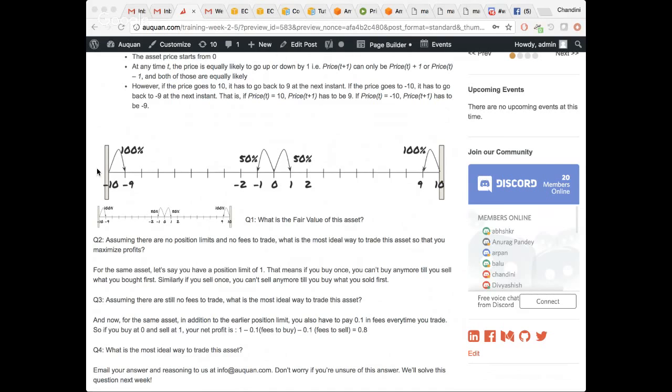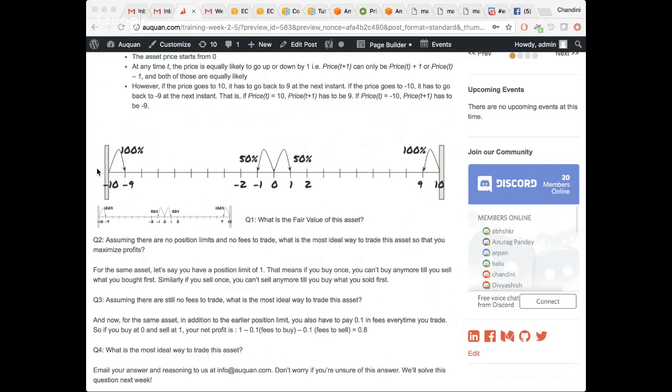Then the next question says, there is still no fees to trade, but now you can only have a position of 1. So that position of 1 means that if from 0, the stock goes to 1 and you decide to sell at 1, you can't sell any more until you buy that 1 back. So what might happen is it goes from 0 to 1, you sell at 1, it comes back to 0, and you buy it back.